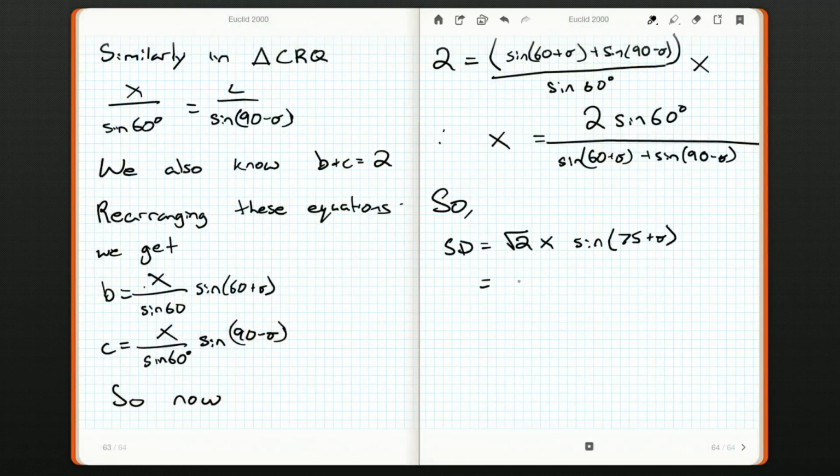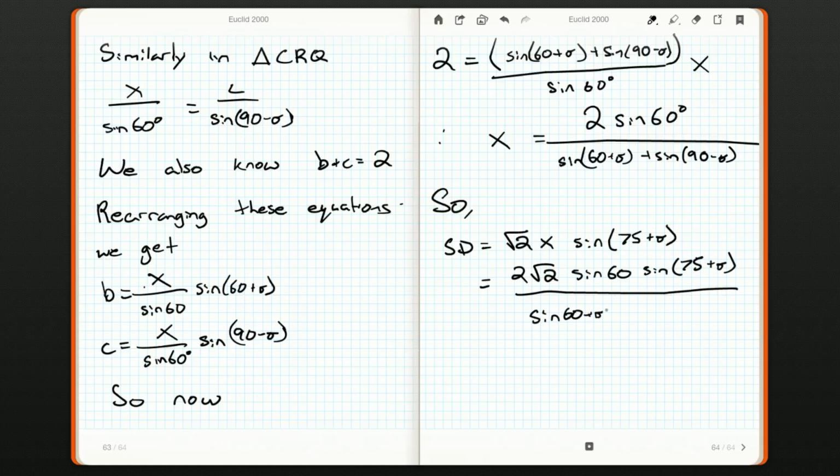So now let's start putting things in. If we plug in for x, we get 2 root 2 sine 60 sine 75 plus sigma all over sine 60 plus sigma plus sine 90 minus sigma. Okay. So I want to get a constant out of here. What can I do? What can I do?